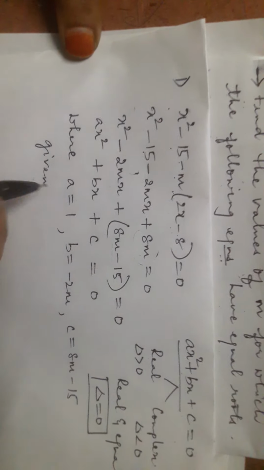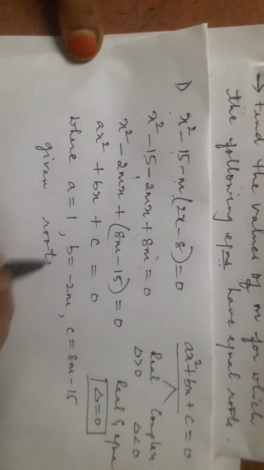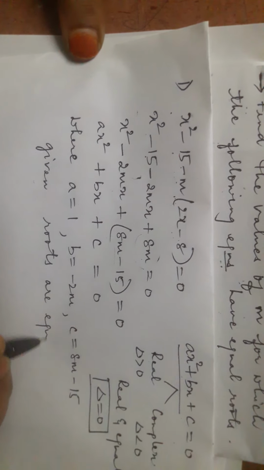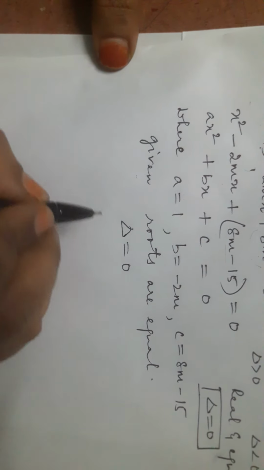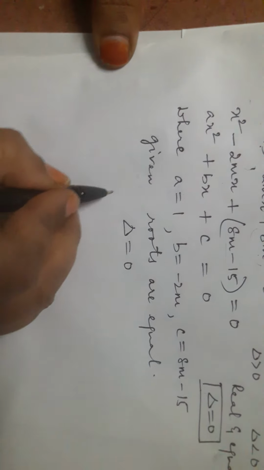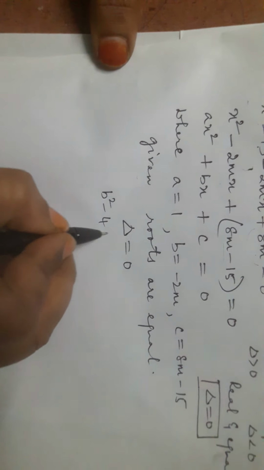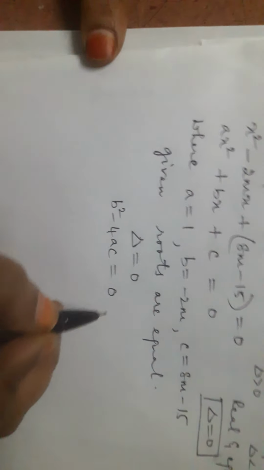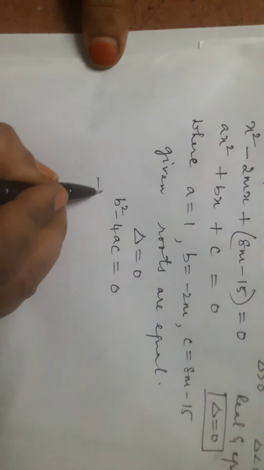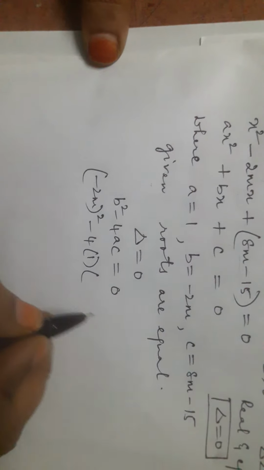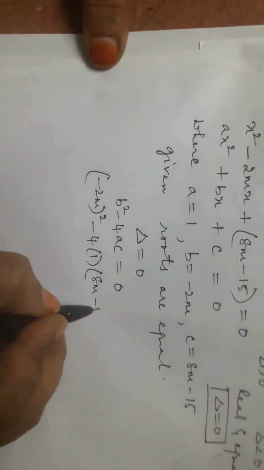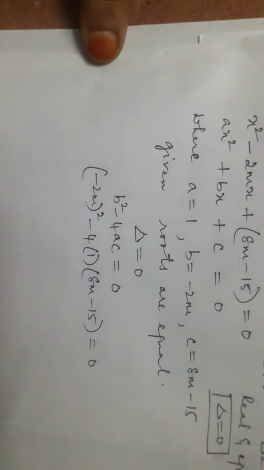Given roots are equal, that means delta equal to 0. Discriminant delta equal to 0. Delta formula is b square minus 4ac equal to 0. Substitute. B is minus 2m whole square minus 4 into 1 into c is 8m minus 15 equal to 0.